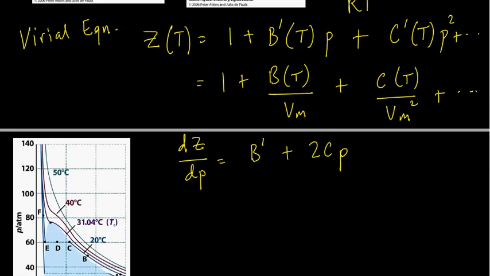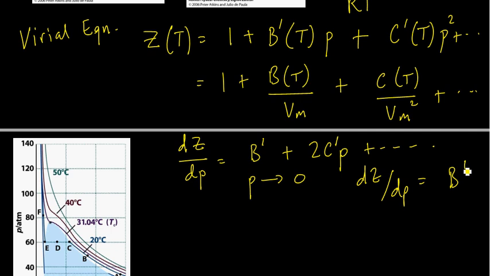I've just removed the temperature dependence. It's there, it's a function of temperature. Plus c prime, sure. This prime does not have anything to do with differentiation. It's just a different constant. Plus so on and so forth. And if I go to very low pressures, P approaching 0, what I get is dz by dp is equal to B prime.